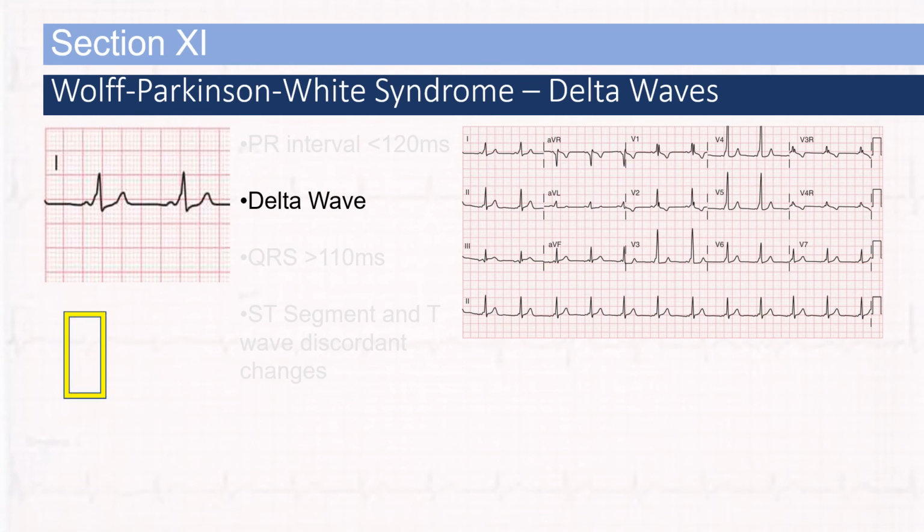There is a slurred upslope of the QRS. It's known as the delta wave. This is because the re-entry into the ventricles is caused through the bundle of Kent and not through the normal conduction pathway. I have illustrated some of the delta waves on this 12 lead.